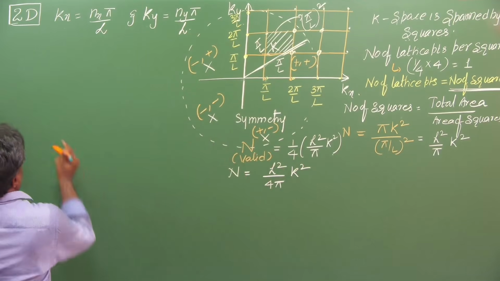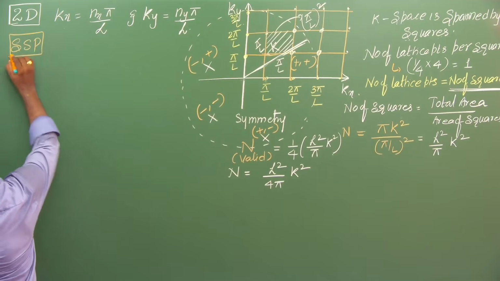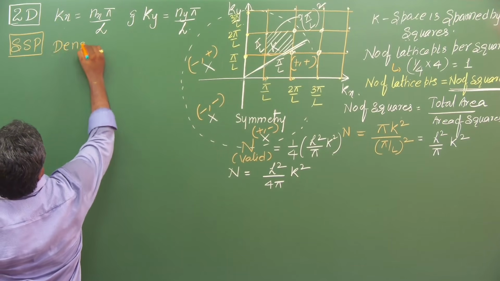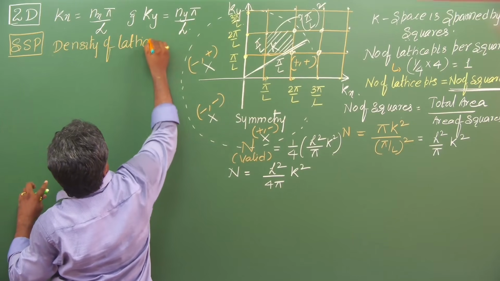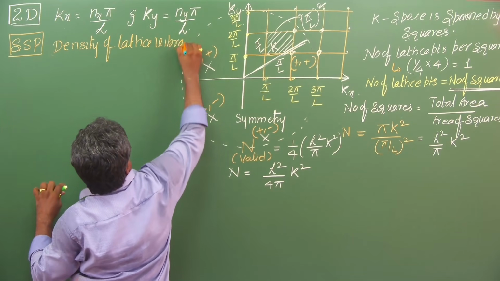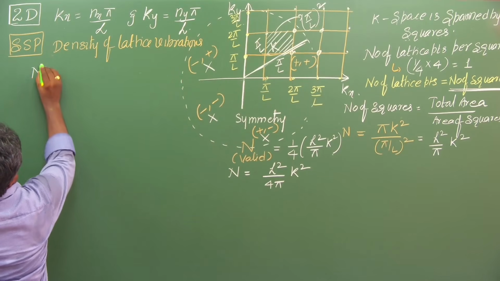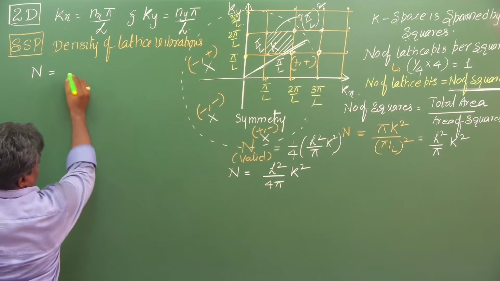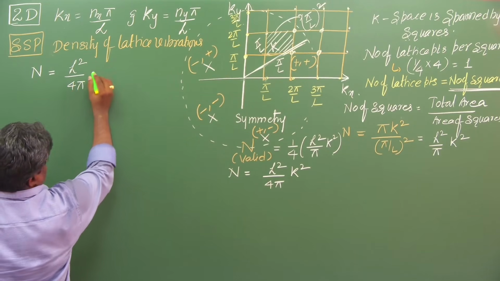Now here there is no space. First I will do SSP, solid state physics. What do you want? Density of lattice vibrations. Now please take that n. Here n is the number of lattice points. N is L square by 4 pi k square.